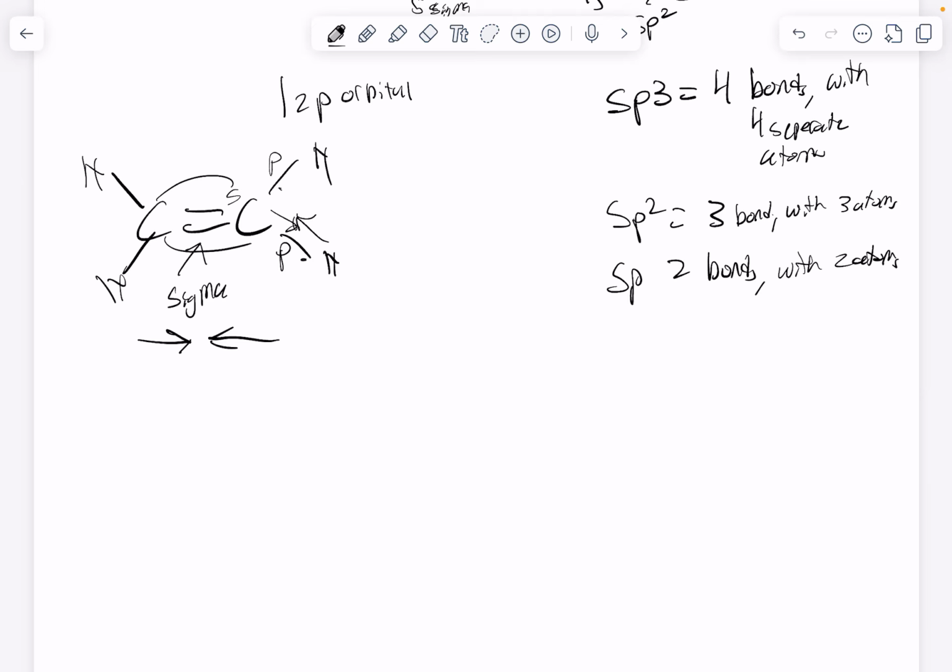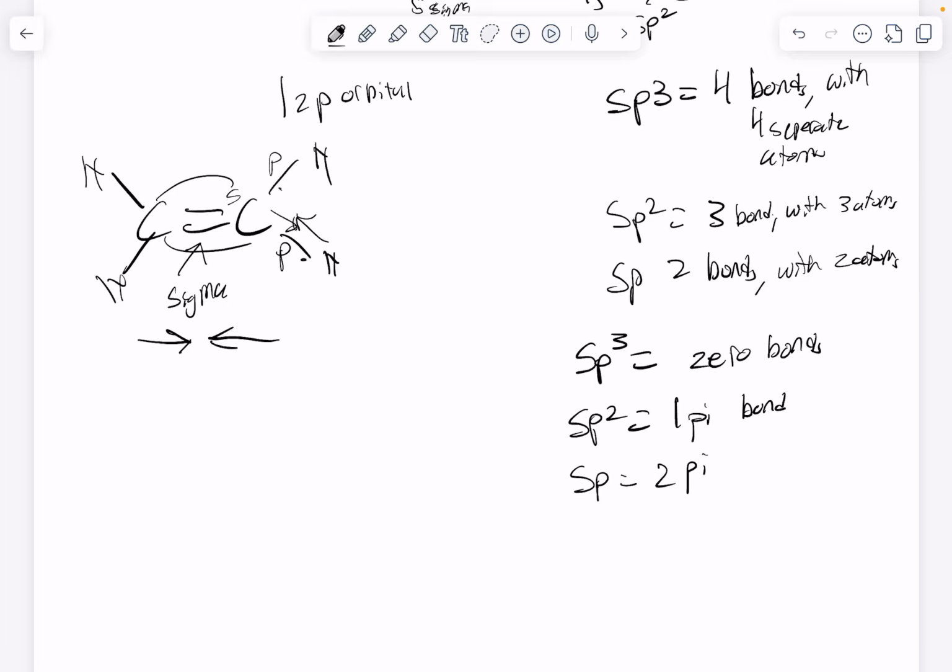Okay, and another rule of thumb or trick: if it's sp3, it's going to have 0 pi bonds because all the orbitals are hybridized. If it's sp2, it's going to have 1 pi bond because 1 p orbital is unhybridized, and if it's just sp, it's going to have 2 pi bonds. I'm writing pi as if it's the food. So that's a good way to remember. So sp3 is 4 bonds, 0 pi bonds. sp2 is 3 bonds with 3 different atoms, 1 pi bond, and sp is just bonded with 2 atoms, and there's 2 pi bonds.